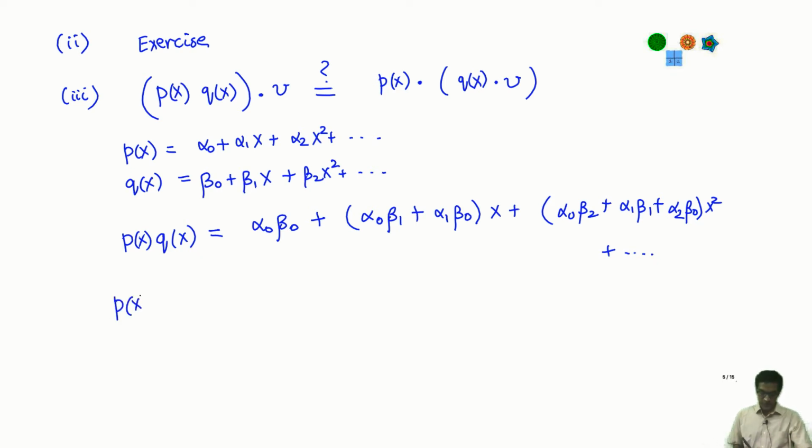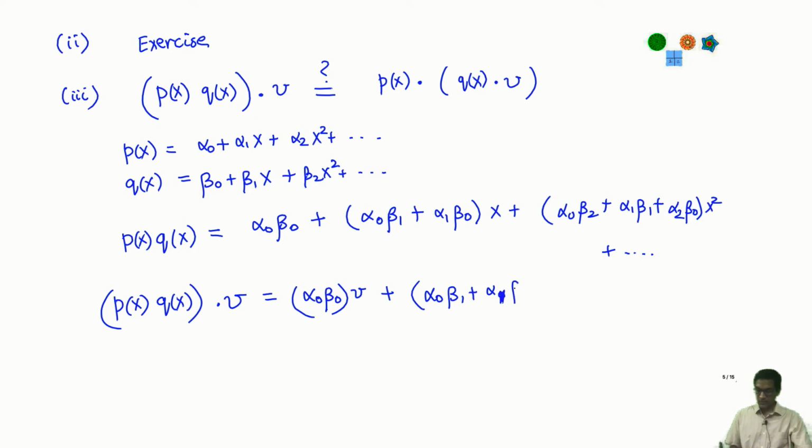And so now when we act the product pq on a vector v, what does it give us? Well, we just have to do the following. Each of these numbers: I write alpha naught beta naught, the scalar, times v, plus the scalar alpha naught beta 1 plus alpha 1 beta naught times, remember this term x means I should replace it with t v, the next term with t squared v, and so on. So that's how p(x)q(x) acts.